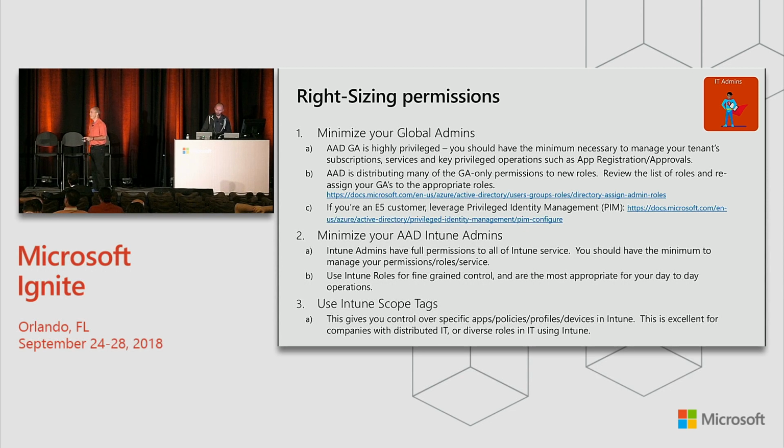And lastly, a new feature that we'll talk about, Intune scope tags. Intune scope tags are going to allow you to filter out the specific list of applications, policies, devices, profiles that are in your Intune tenant and just grant permission for those specific policies, profiles, applications, devices to a given administrator.